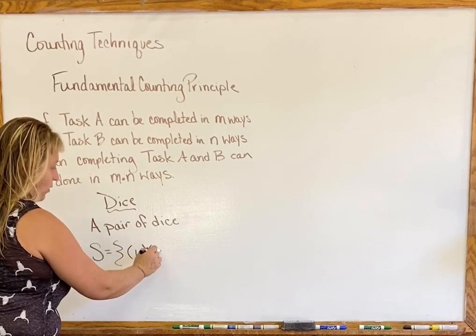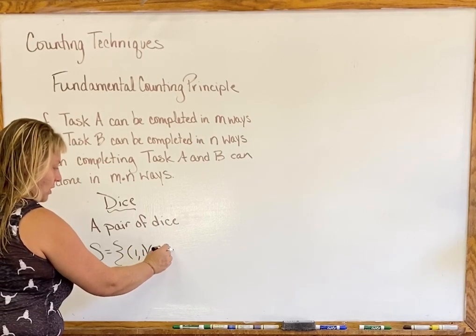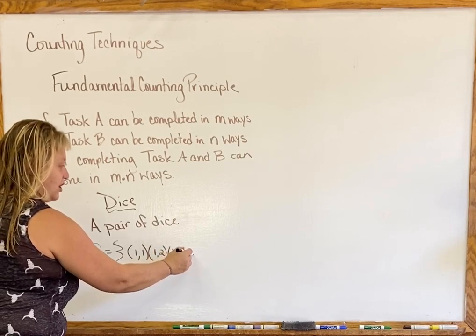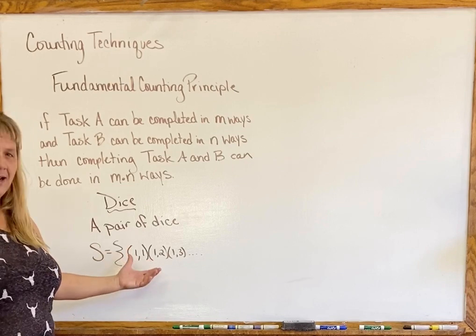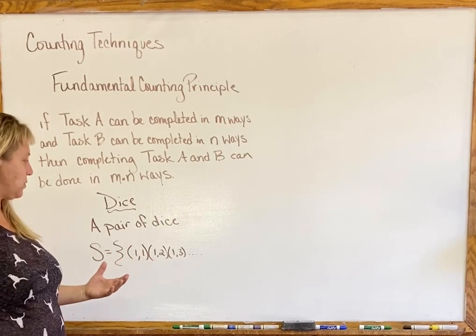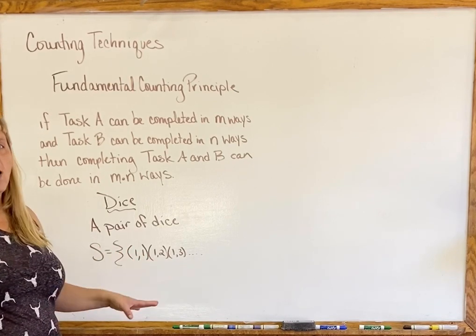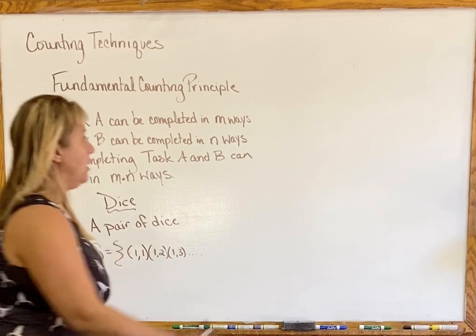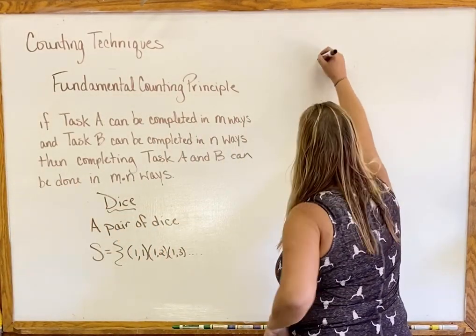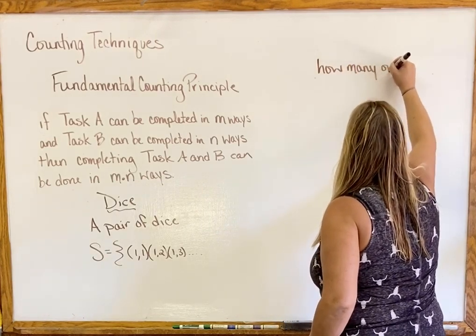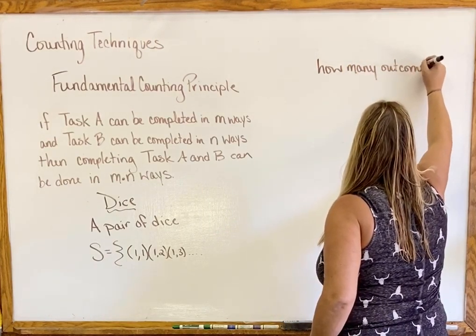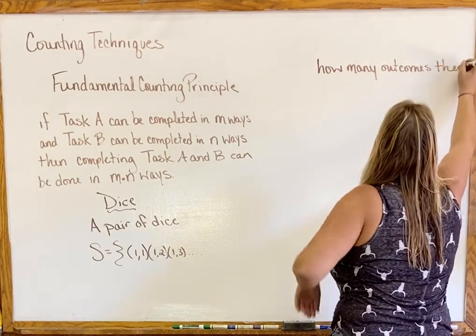So we could say that one of them could be getting a 1 and a 1. One of them could be getting a 1 and a 2, a 1 and a 3. Okay, so you see the pattern that's going on here? Now, I don't want to write them all down. What a pain in the butt, and it might be easy to miss one. So I just want to know how many outcomes in total. Okay, so instead of doing that, I just want to know how many outcomes there are.